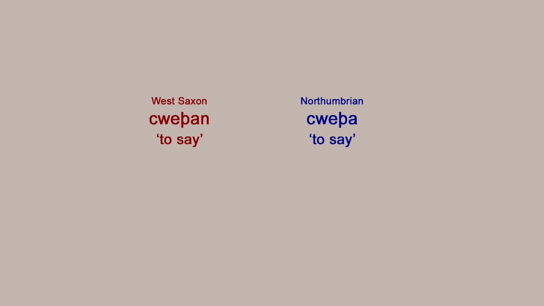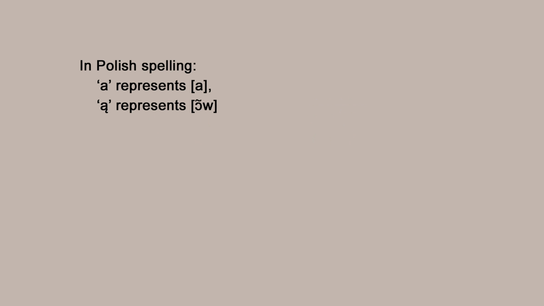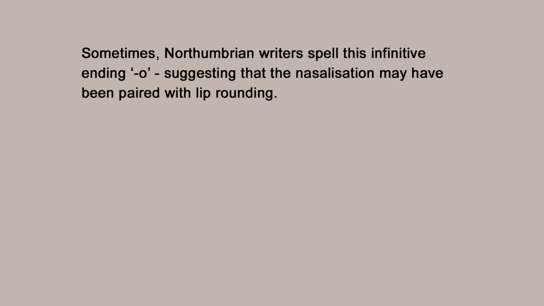And indeed, nasalisation of a vowel is often coupled with lip rounding. You can see this in other dialects of Old English where a gets rounded before a nasal consonant. Mun becomes something like mon. Lund becomes something like lond. Now this is a common thing cross-linguistically as well, so in Polish the nasal equivalent of a is something like on. And in Northumbrian, sometimes this infinitive ending with the n loss is spelled with the letter o, suggesting a similar thing.